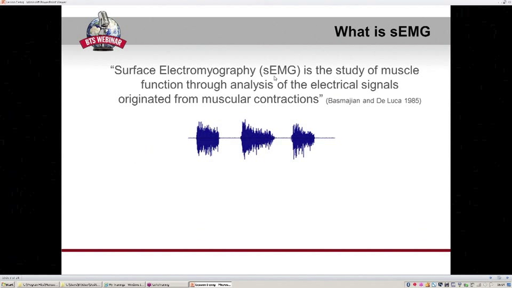So, what is the surface EMG? As written by Professor Basmajian and De Luca, we can say that the surface EMG is the study of muscle function through the analysis of the electrical signals originating from the muscular contraction. But we will not go into more detail about that now.